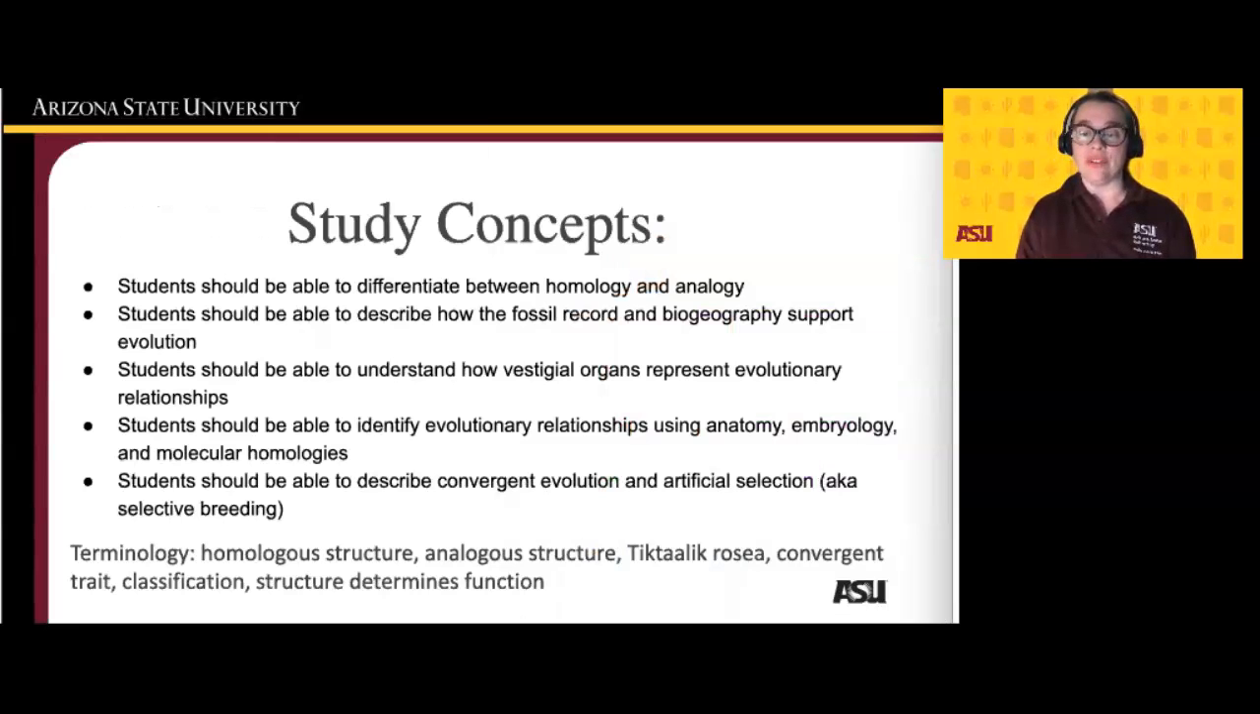Students should be able to differentiate between homology and analogy. Students should be able to describe how the fossil record and biogeography support evolution. Students should be able to understand how vestigial organs represent evolutionary relationships. Students should be able to identify evolutionary relationships using anatomy, embryology, and molecular homology. Students should be able to describe convergent evolution and artificial selection, also known as selective breeding.